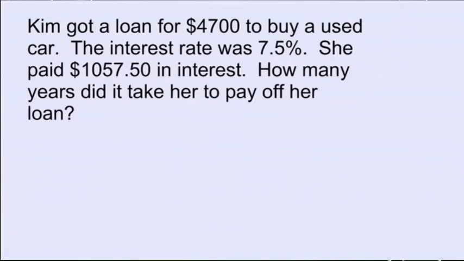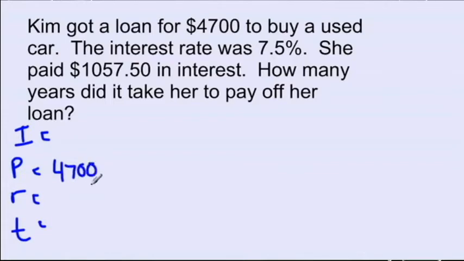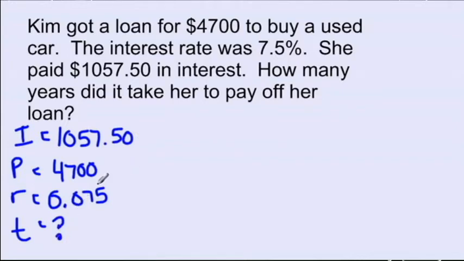Kim got a loan for $4,700 to buy a used car. The interest rate was 7.5%. She paid $1,057.50 in interest. How many years did it take her to pay off her loan? I'm going to write down what we know and what we need to find out. Kim got a loan for $4,700. That is the principal amount she'll have to pay off. The interest rate was 7.5%, so we're going to divide that by 100 to get our decimal. She paid $1,057.50 in interest. How many years? That's what we have to find out.